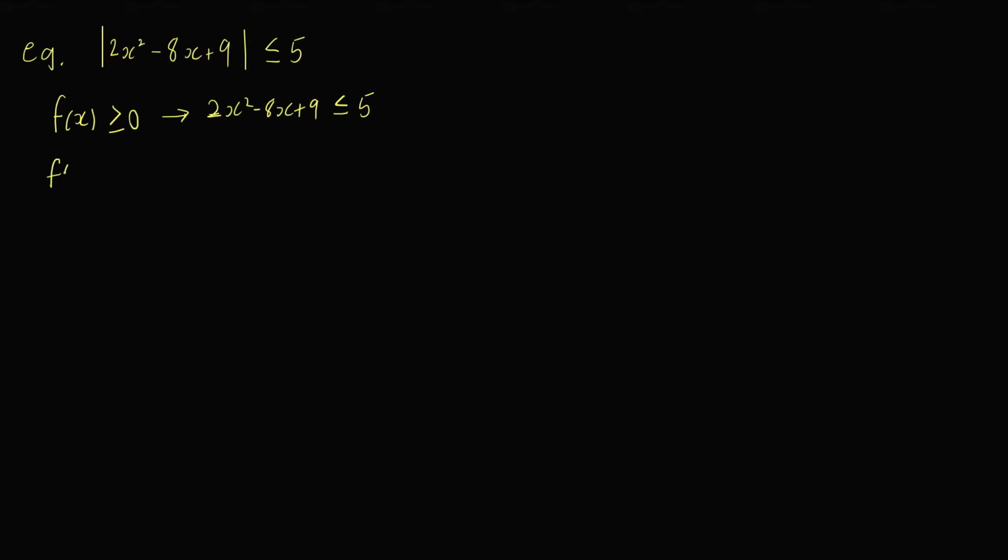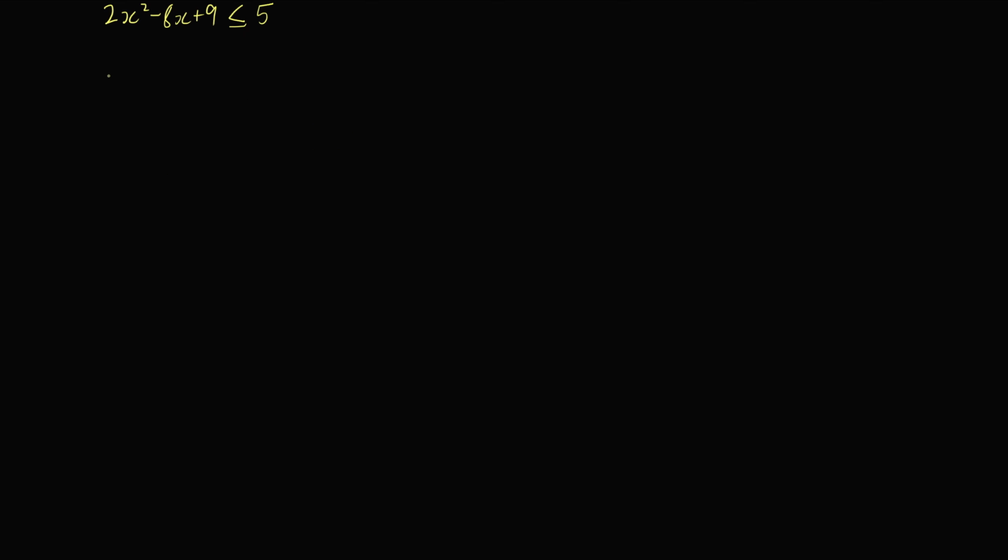If we have f of x less than 0, then we have a negative in front of it, so it will be negative 2x squared plus 8x minus 9 is less than or equal to 5. So we have two inequalities here. Now all you do from here is solve the inequalities one by one.